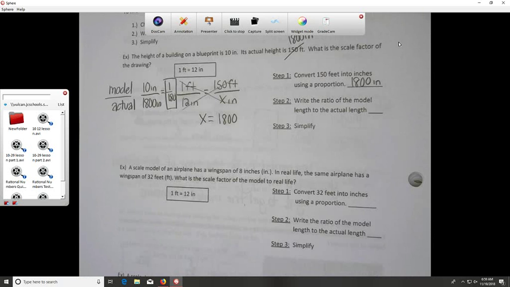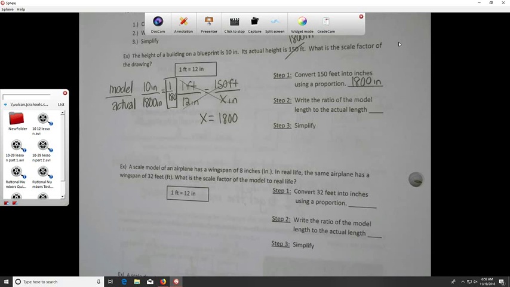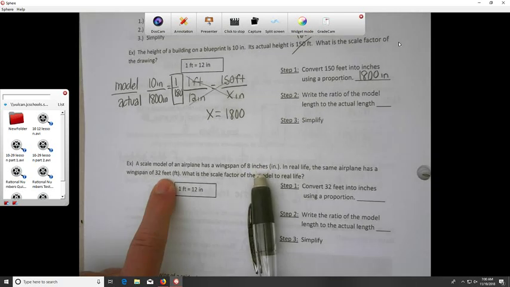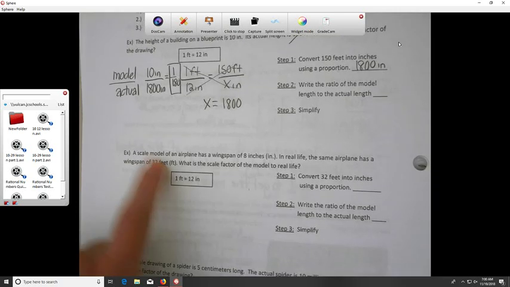All right, so let's look at another example here. A scale model of an airplane has a wingspan of 8 inches. In real life, the same airplane has a wingspan of 32 feet. What is the scale factor of the model to real life? So again, my units are not matching here. I've got inches here, feet here. So my first step is going to be to convert 32 feet into inches.